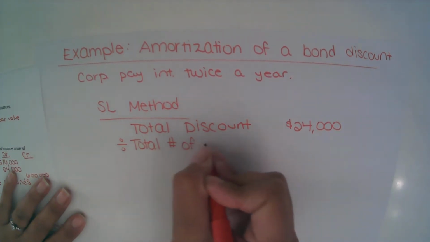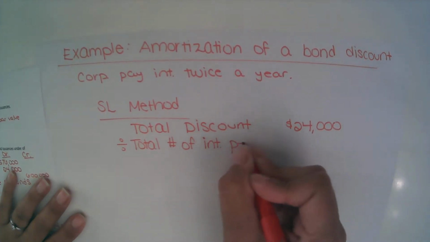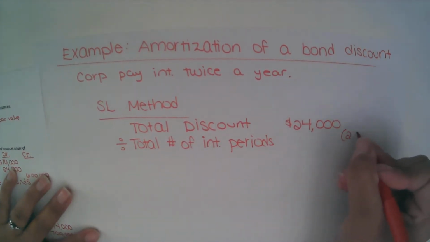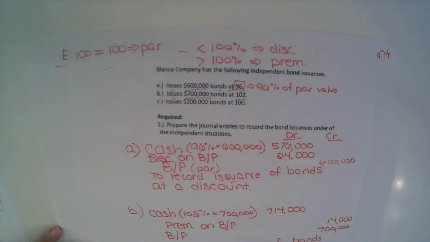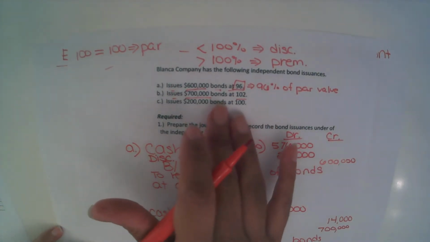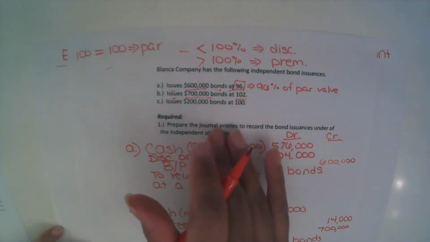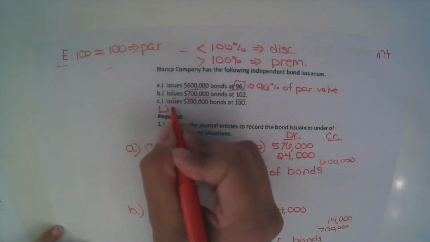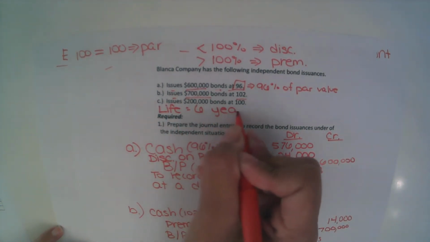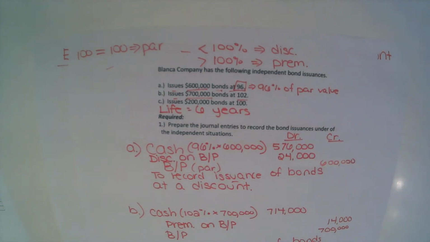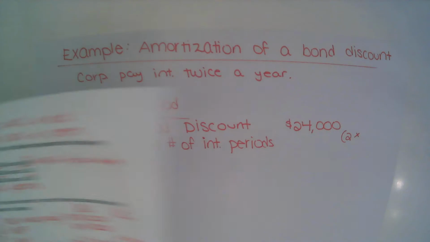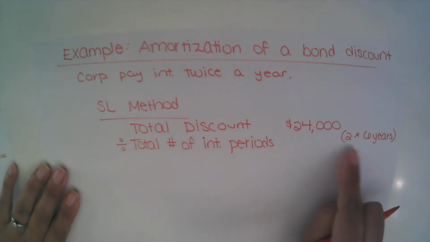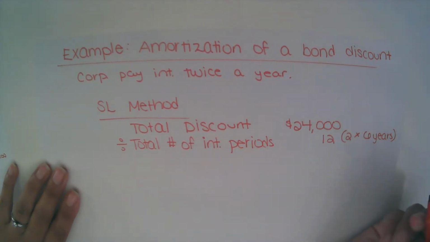Total number of interest periods. There's 2 periods a year. So 2 times, we need to know the life of this bond. And I know this problem didn't communicate that because they weren't really emphasizing that. They just wanted the issuance. So let's say that we were told that the bond life was 6 years. Again, if the problem wanted us to calculate amortization, they'd have to tell us the life of the bond. So let's say this one was 6 years, and we paid 2 times per year, so we have a total of 12 interest periods.